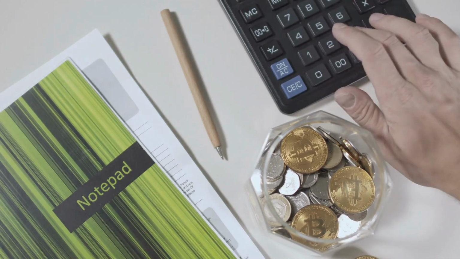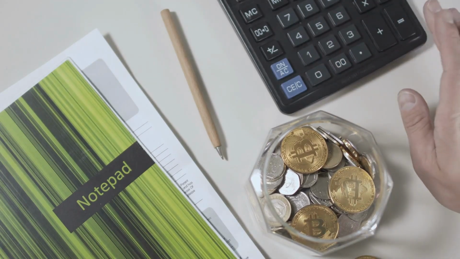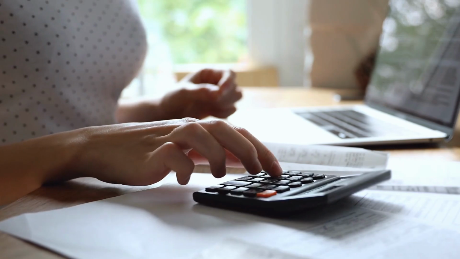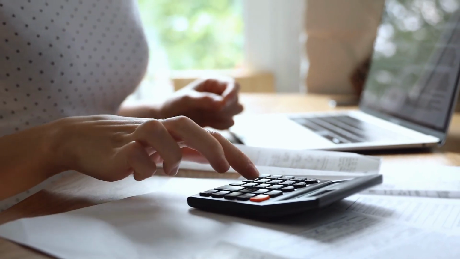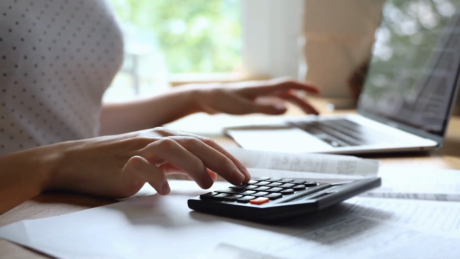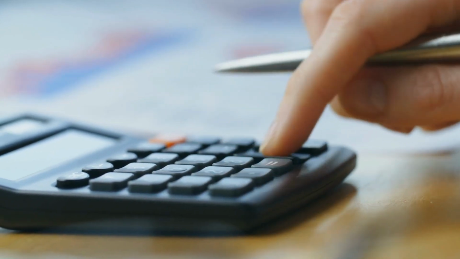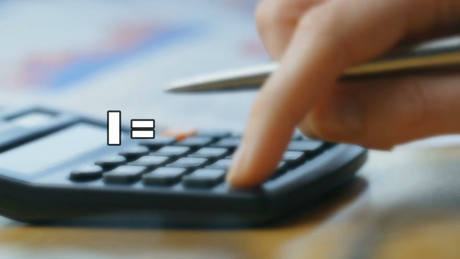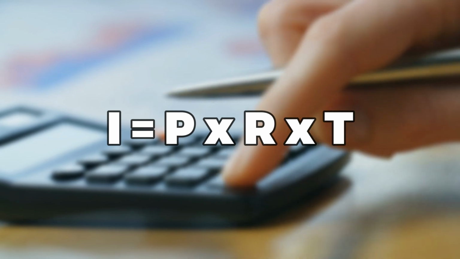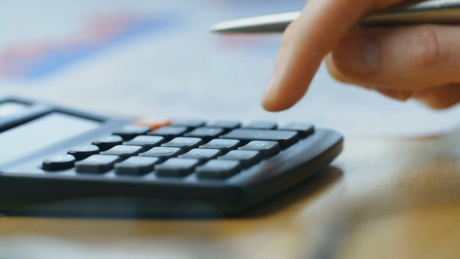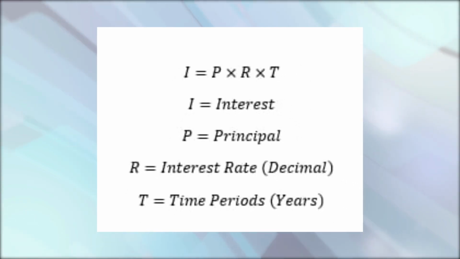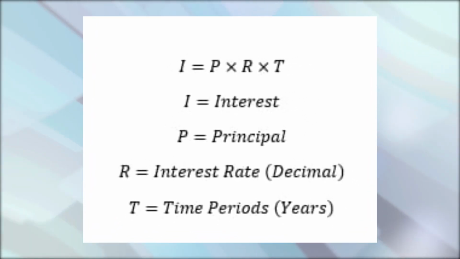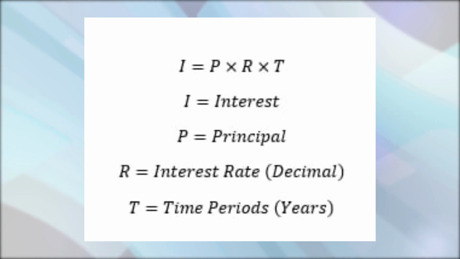Okay, so we understand that simple interest is the extra cost you pay for borrowing money. But how do you actually calculate it? Here's where a handy little formula comes in. Don't worry, it's not scary. This formula, I equals P times R times T, helps us figure out the exact amount of interest you'll pay. I stands for the interest you'll pay. P represents the principal amount, which is the actual money you borrowed.